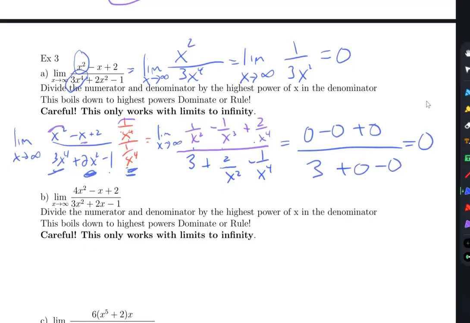That's 0. You get to choose. Which would you prefer to do? This method or this one? I'm going to always use this one.